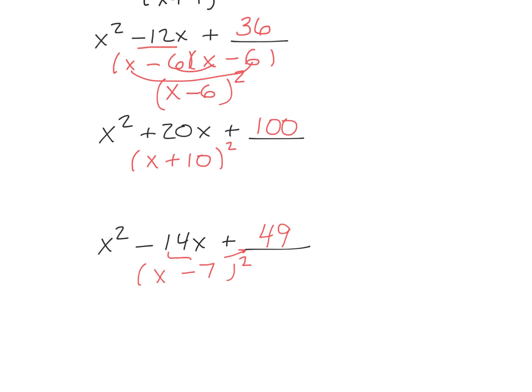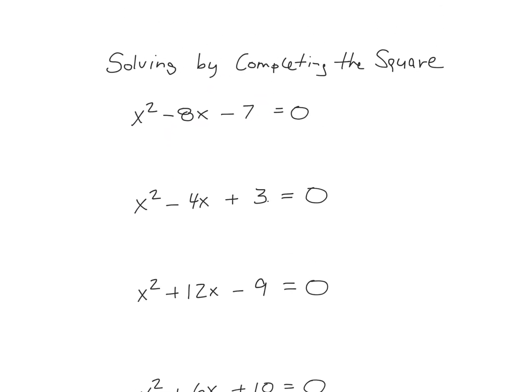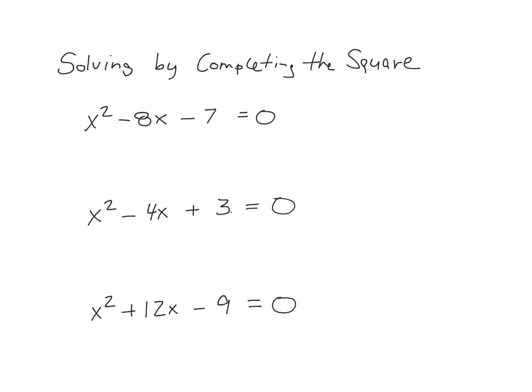All right, so how does this help us? So when we're solving a quadratic by completing the square, the first thing we're going to do is get rid of this c value. So I'm going to add 7 to both sides. I'm going to leave a space there because I'm going to complete that square.